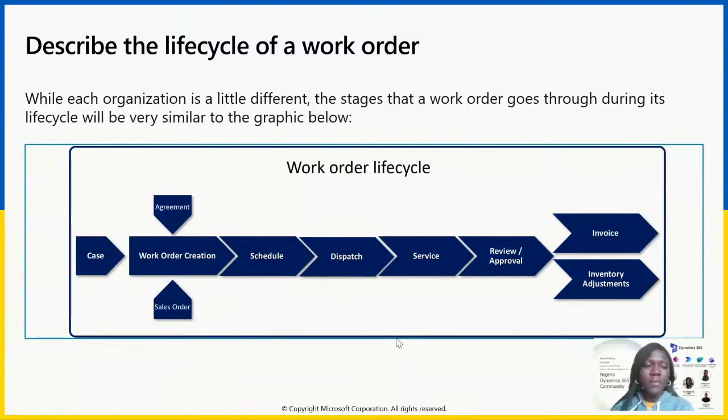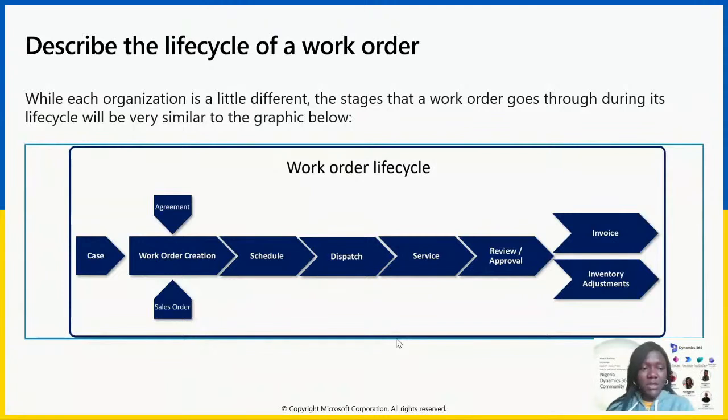So that comes in, then we need to schedule a technician to go and take a look at that request, that work order. Then once the scheduling is done, the technician is dispatched, the service is carried out, a review is done by the customer to say, was this satisfactory? Are you happy? Approvals. And once we get the confirmation that the customer is happy, what happens? We make an invoice for the customer and we sometimes adjust our inventory.